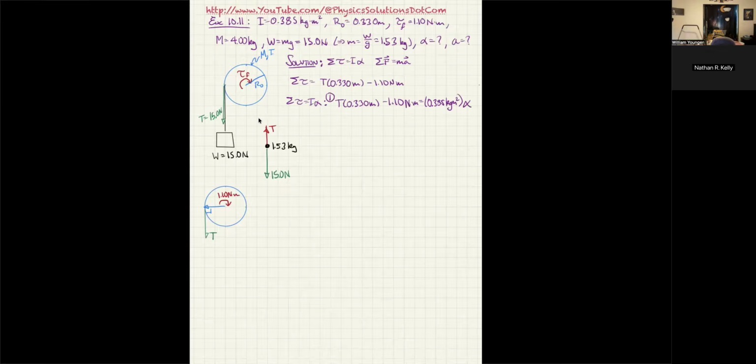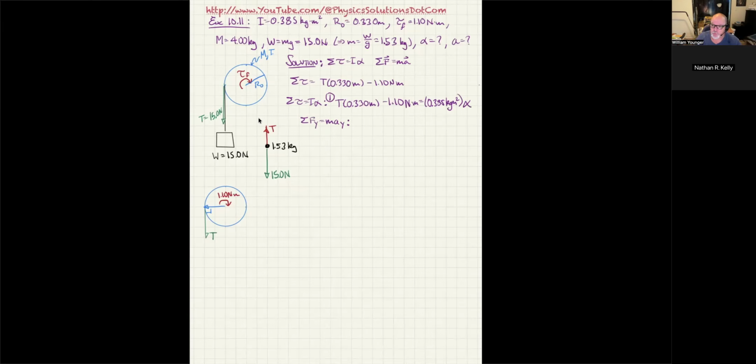Now I've got to do the summation of the forces in the y direction equals mass times acceleration in the y direction for the bucket. And in this case, we see that we have a 15 Newton force pointing down. Notice that that 15 Newton force pointing down is the direction that the bucket has to go to cause a positive rotation, because I decided to say counterclockwise was positive.